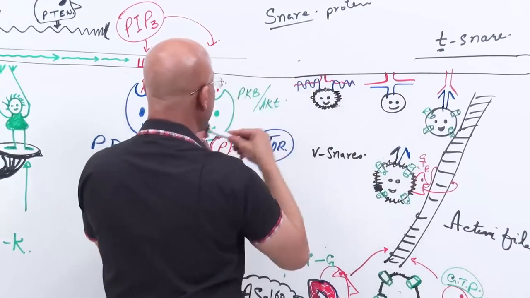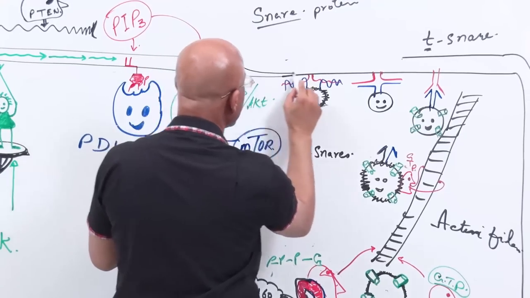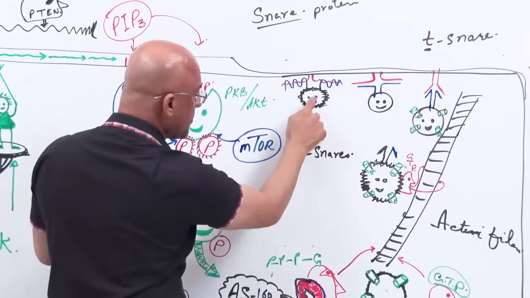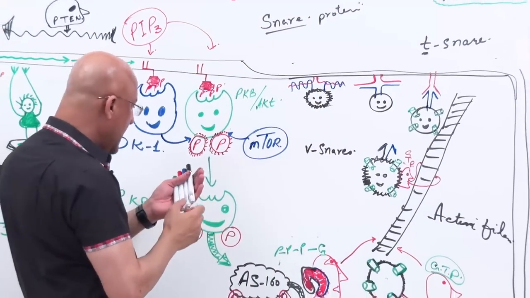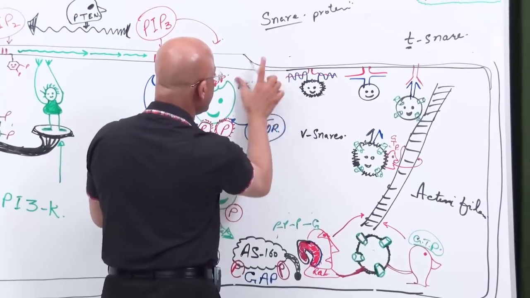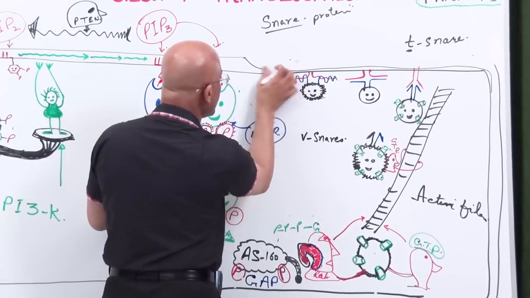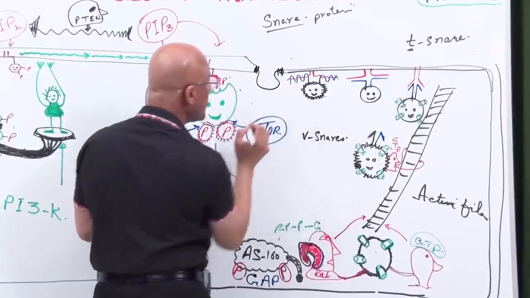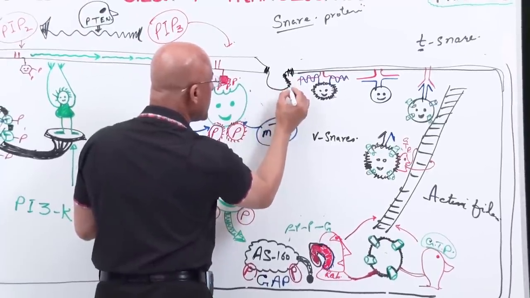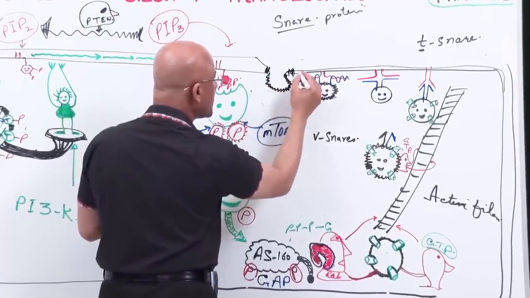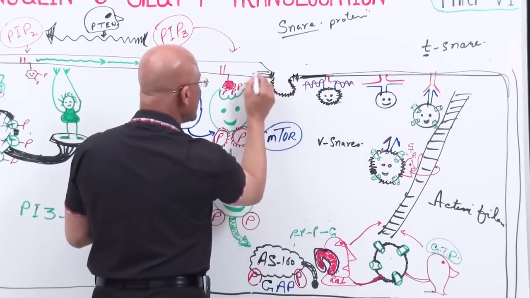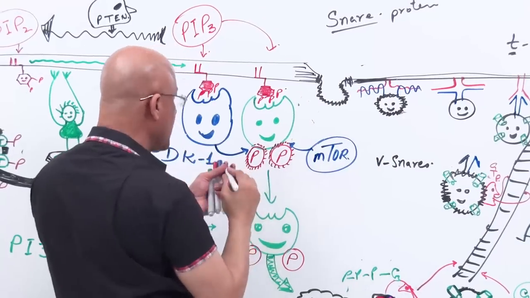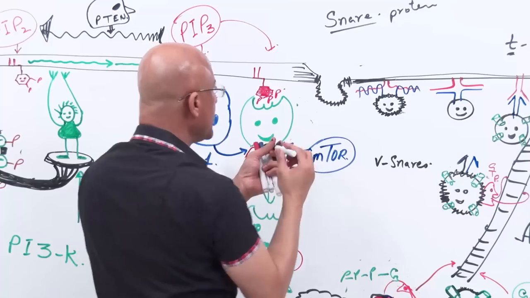Of course, it's bilipid layer, but I'm just making it simple. Now this membrane will fuse with the target membrane, and eventually what will happen, that next phase, that when membranes fuse, this is a fusion point, right? And what is this membrane? Vesicular. And what was this membrane? Target membrane.